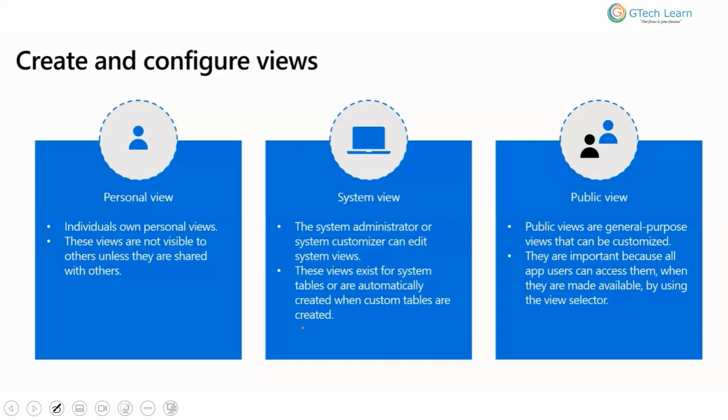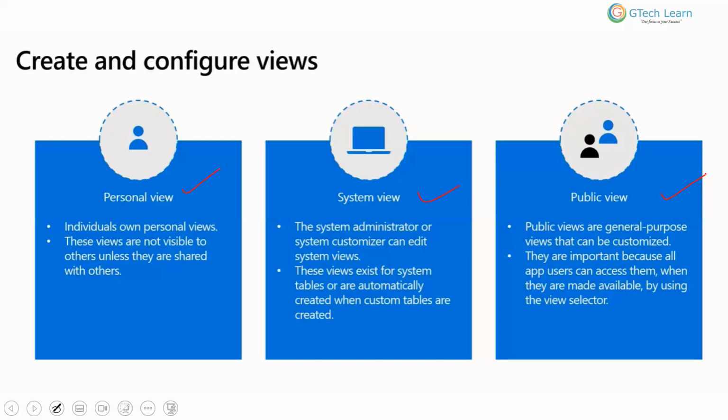So what kind of views do we have in Dynamics? We have 3 different types of views. The very first is the personal view, the second one is the system view, and the third one is the public view. The personal view is going to be owned by an individual person. Let's suppose, being a business analyst at GTechLearn, I want to create my own view, which can be seen only by me.